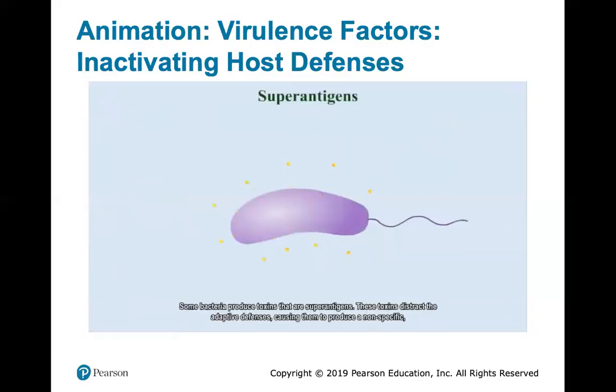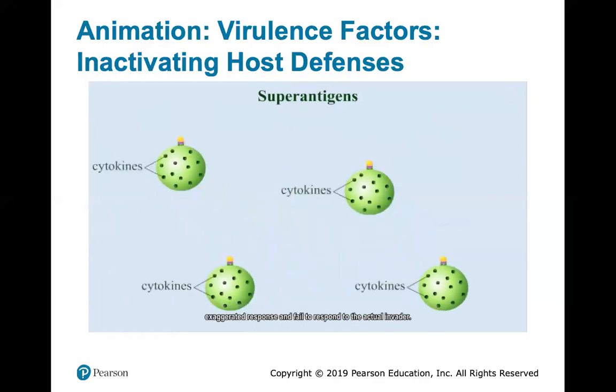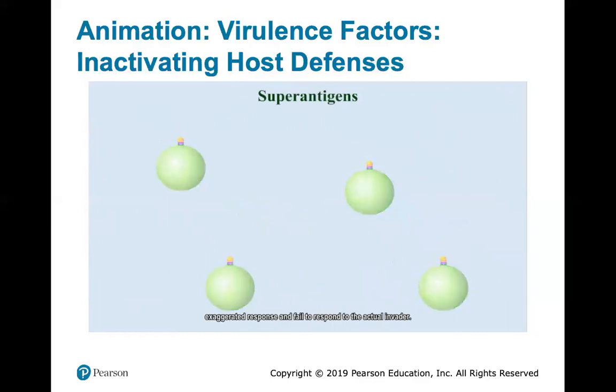Some bacteria produce toxins that are superantigens. These toxins distract the adaptive defenses, causing them to produce a nonspecific exaggerated response and fail to respond to the actual invader.